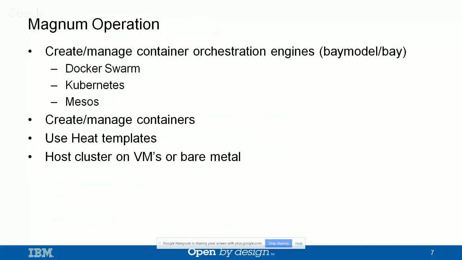Once you have your bay, then you can launch containers on that bay. You can manage the containers on that bay as well. Magnum uses Heat to perform all the orchestration. So basically, when you create a bay, it will launch a set of Heat templates, and those Heat templates will then create all the OpenStack resources and configure them, so as to bring the whole cluster up. And your cluster could be based on VMs or bare metal.